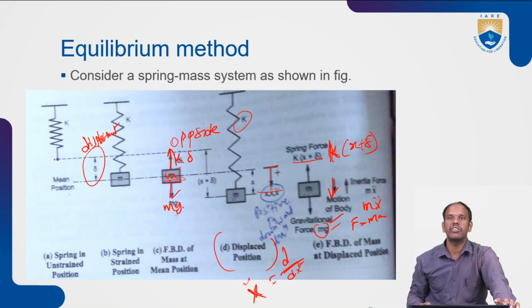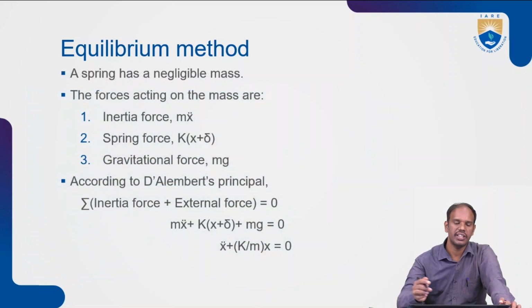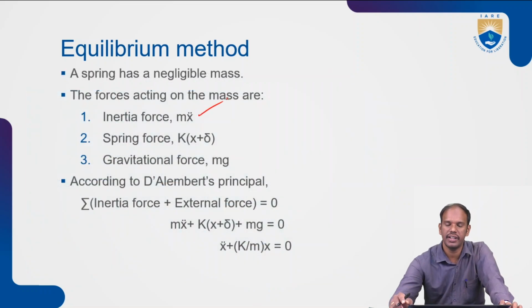So this is nothing but the equation of motion and the equilibrium method. Equilibrium is where there is a force equal to the mass into acceleration, right? So in this, the inertial force is mx double dot, the spring force is k into (x plus delta), and the gravitational force is mg.